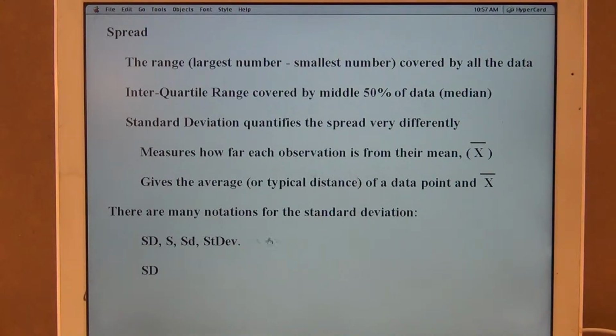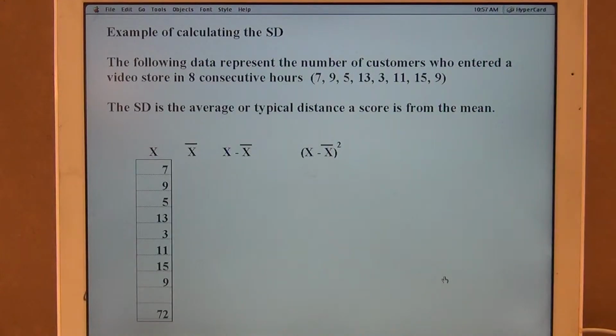Now, there are many notations for the standard deviation. You may see SD, you may see S, or the abbreviation standard D. But for the sake of this video, we're going to use the capital SD to denote the standard deviation. I'm going to show you how the standard deviation is calculated, but don't worry about calculating it. I want to try and get the concept across, so you won't have to calculate standard deviation.